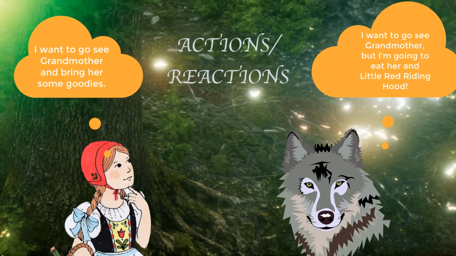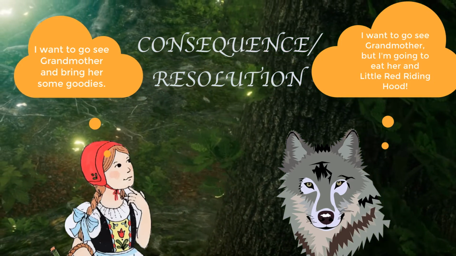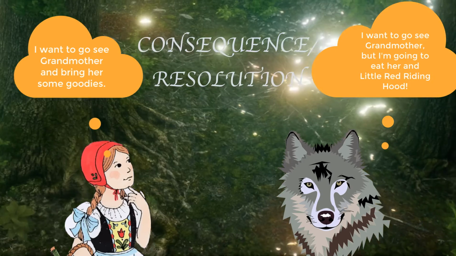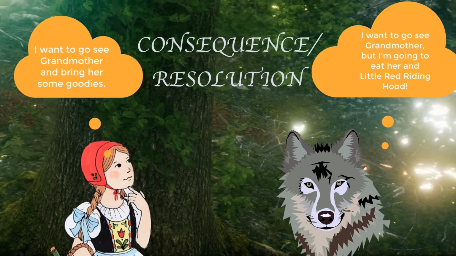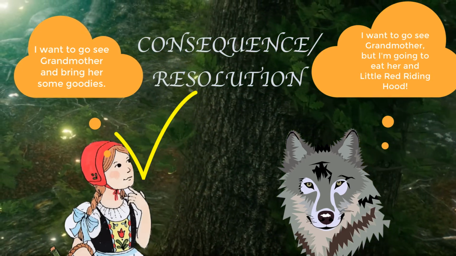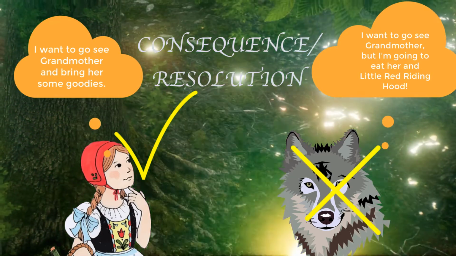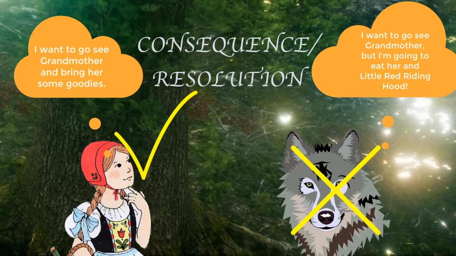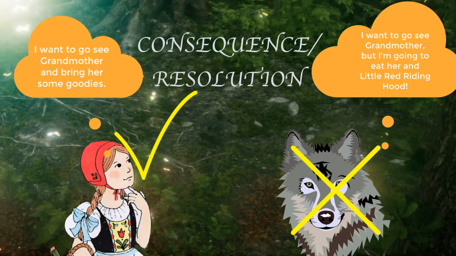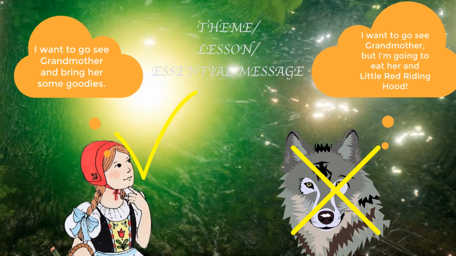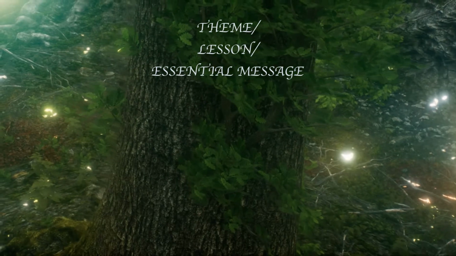There are consequences to their choices, and this also moves the plot along to the resolution, where the main character either attains or does not attain the goal. In the case of Little Red Riding Hood, she did attain the goal through much conflict, but she did. She was safe at the end. The wolf obviously does not attain his goal of eating the grandmother or Little Red Riding Hood because the woodsman comes in and takes care of the wolf. Now when we look at the theme, lesson, or essential message of Little Red Riding Hood, there are a few. Let's take a look at some.